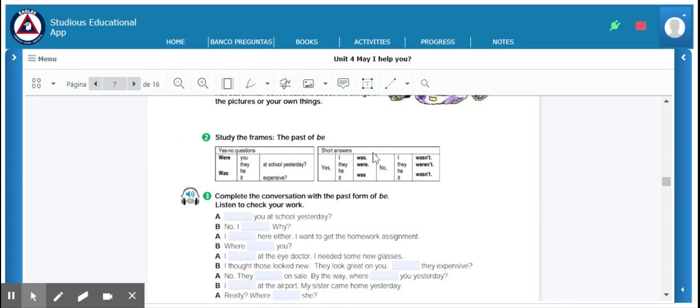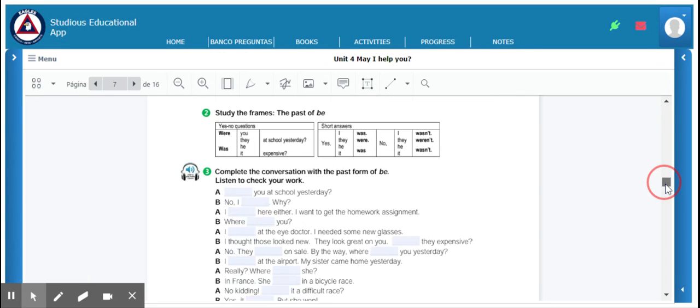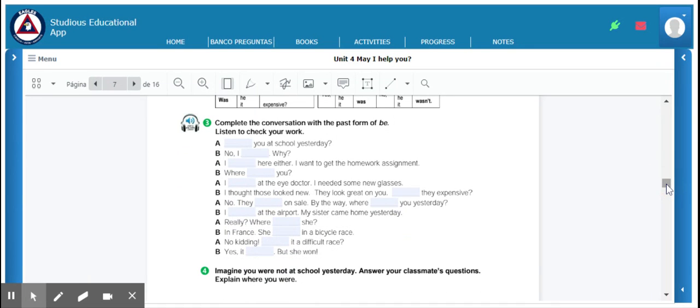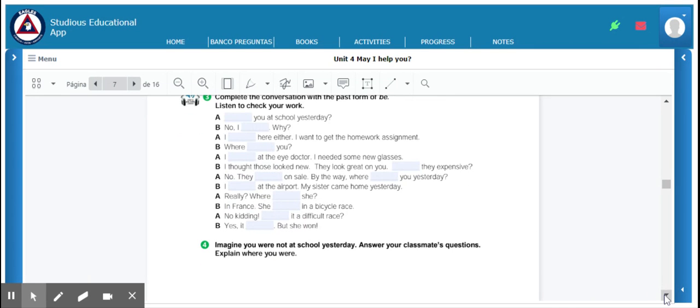Alright? Now, if we continue, your study frame, don't forget that study frames are always to be copied and written down on your notebook. And number 3, it says complete the conversation with the past form of B. Listen to check out your work. So in order to do this, you need to play the listening. And you would finish with number 4. Number 4 says, imagine you're not at school. Answer your classmate's question. Explain where you were.